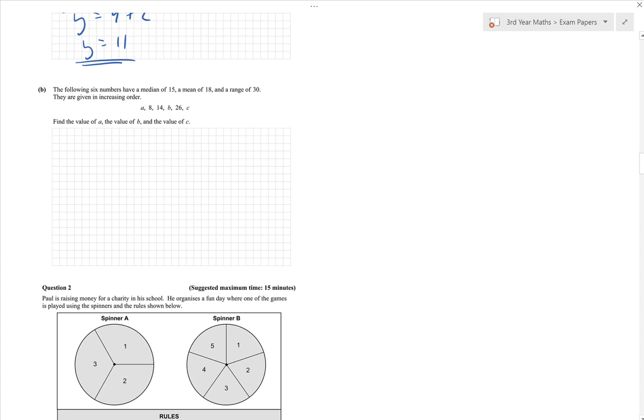The next question is a little bit trickier. It says the following 6 numbers have a median of 15, a mean of 18, and a range of 30. They are given in increasing order. Find the value of A, the value of B, and the value of C.